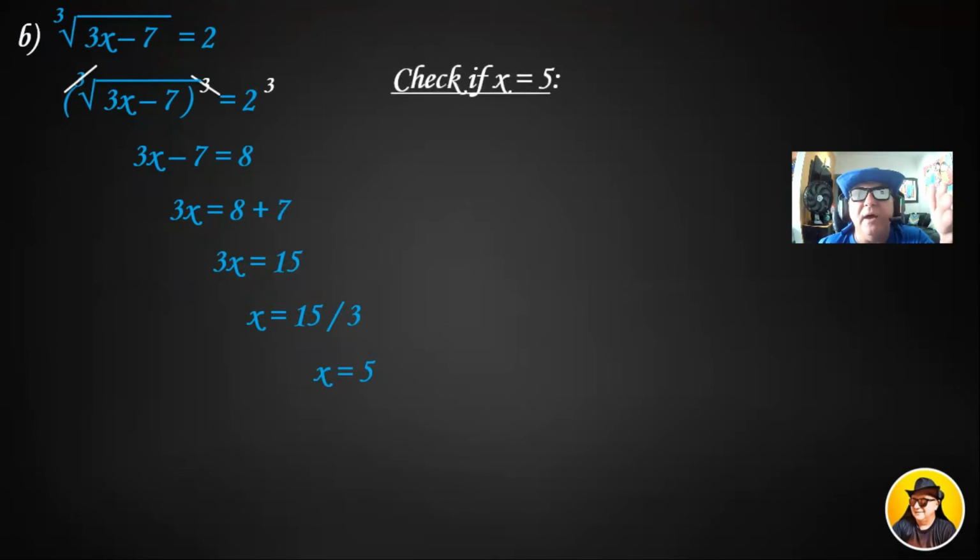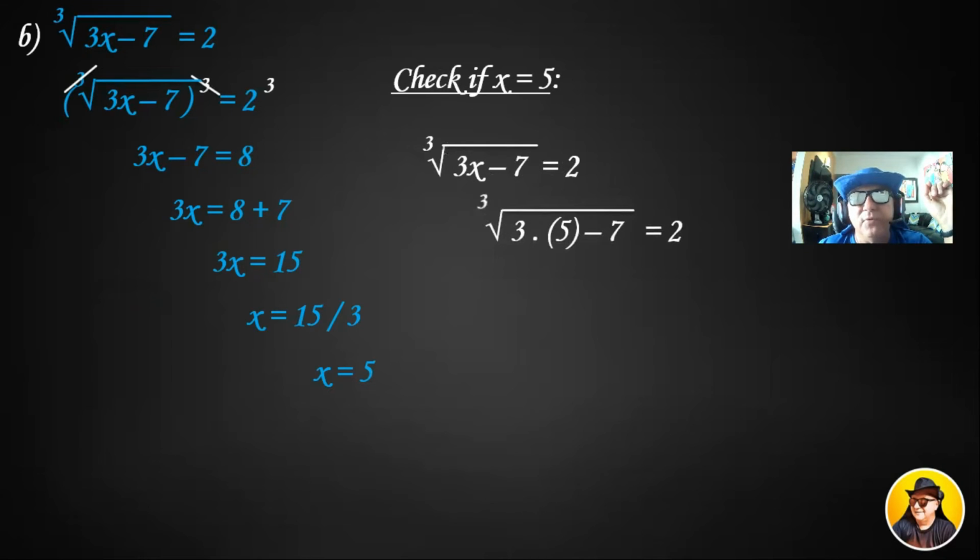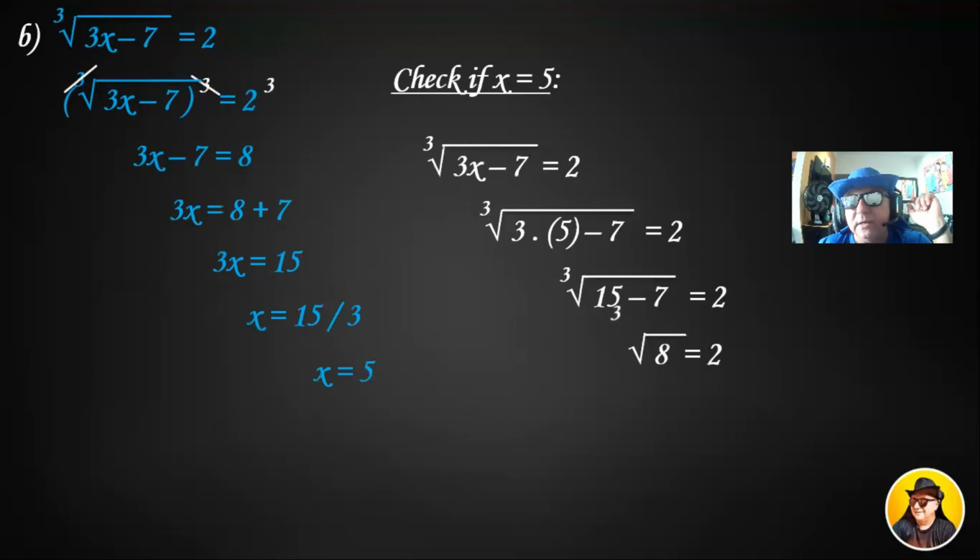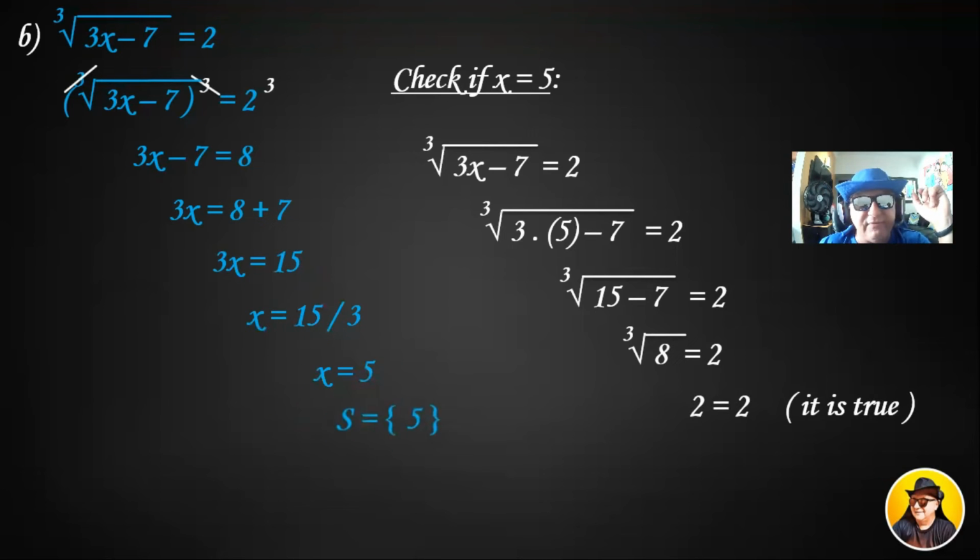So checking, I have that x is 5. Let's check in the equation. Let's replace the supposed value of x. Now I have the cubic root of 3 times 5 minus 7 is 2. Well, 3 times 5 is 15. So we have that the cubic root of 15 minus 7 is 2. Well, 15 minus 7 is 8. So I have that the cubic root of 8 is 2. Yes, it is. So 2 is equal to 2. It is true. And if it is true, really, x is 5. So we can give the solution set. So the solution set is 5. Now I'm sure it is.